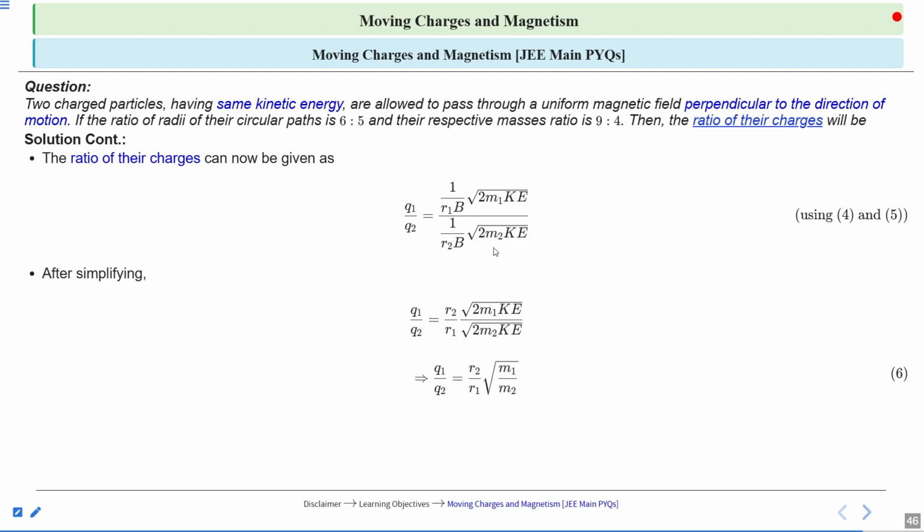Now, what is asked in the question? The ratio of their charges. The ratio of radii is given as 6 to 5, and the ratio of masses is given as 9 to 4. This is all we need for the ratio of charges. Mark it as the sixth equation.